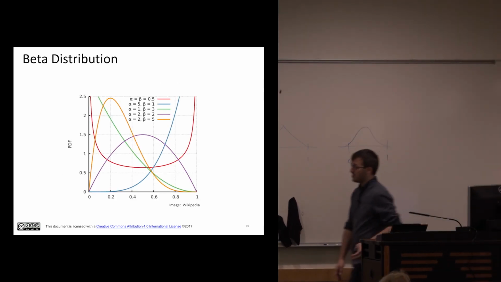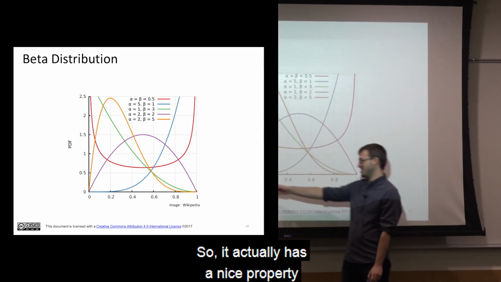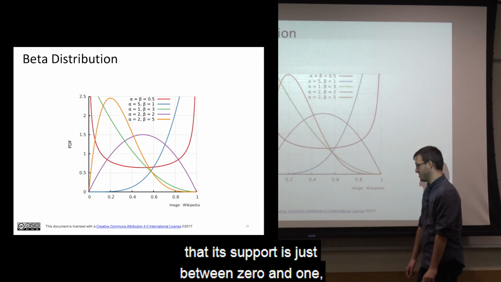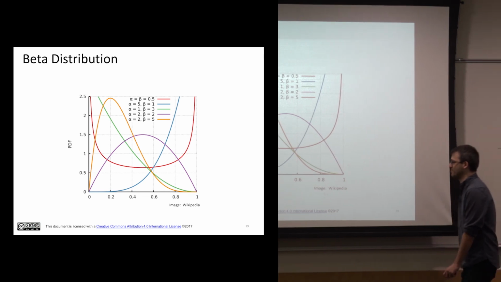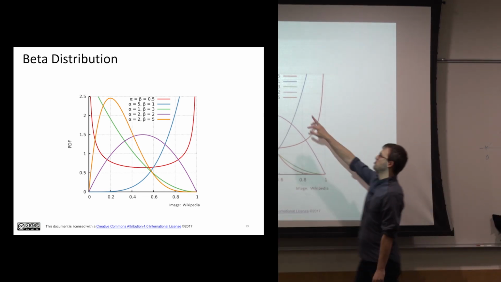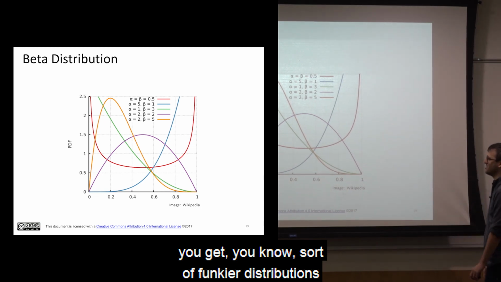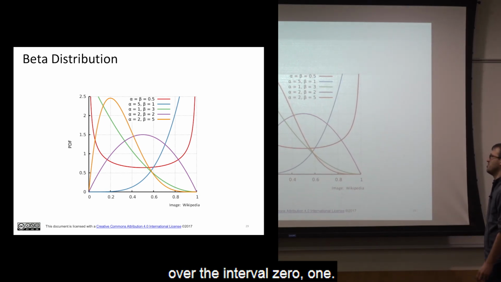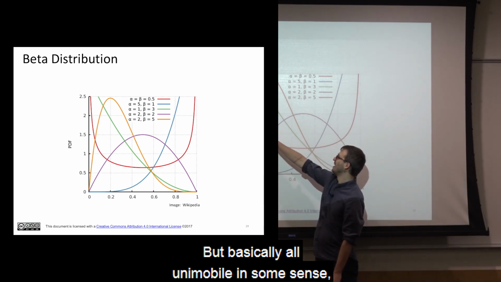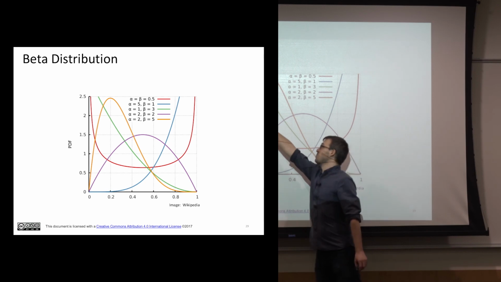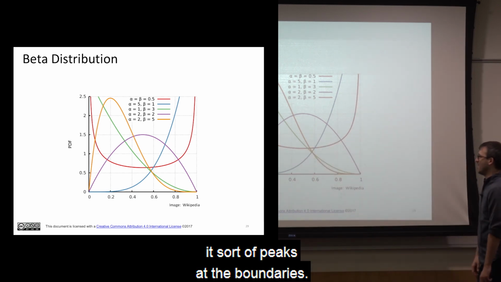So what does the beta distribution look like? It has the nice property that its support is just between 0 and 1, so it only places non-zero probability on outcomes between 0 and 1. As you choose different values of alpha and beta, you get funkier distributions over the interval 0 to 1. They're basically all unimodal in some sense, although you can get weird things that have peaks at the boundaries.